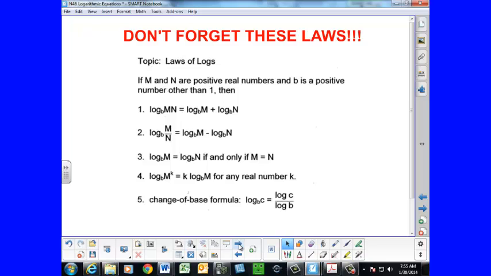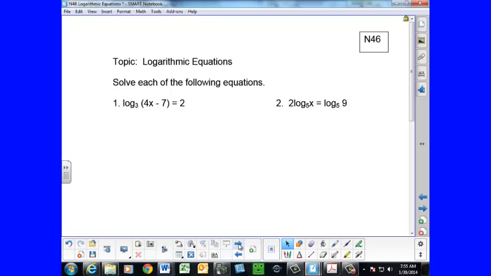Okay, the laws of logs is what we're going to use today, so make sure you have these notes and you reference them as we work these problems. Okay, number 1, the log base 3 of 4x minus 7 is equal to 2. Okay, that means that 3 to the second power is equal to 4x minus 7, and when we solve for x, we get x equals 4.